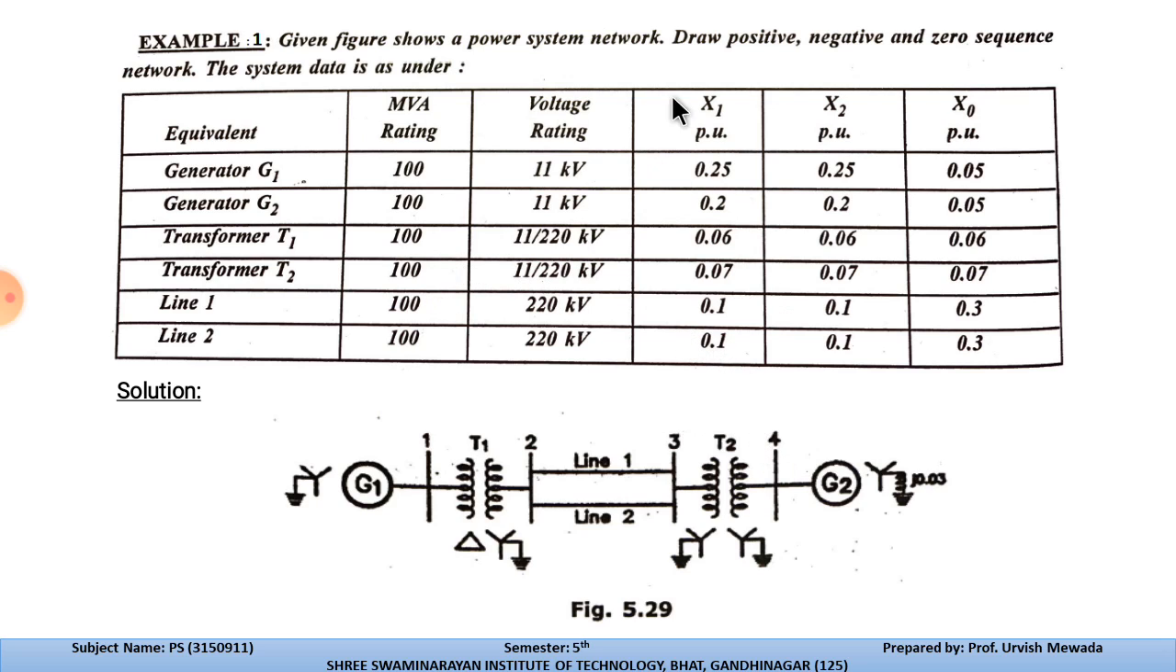This figure shows a power system network, and we need to draw the positive, negative, and zero sequence networks of this given system. The system data is given: all have an MVA rating of 11, and the ratings of generator 1, generator 2, transformer 1, transformer 2, and line 1 and line 2 are written in this table. So let us draw the positive sequence, negative sequence, and zero sequence networks of this given system.